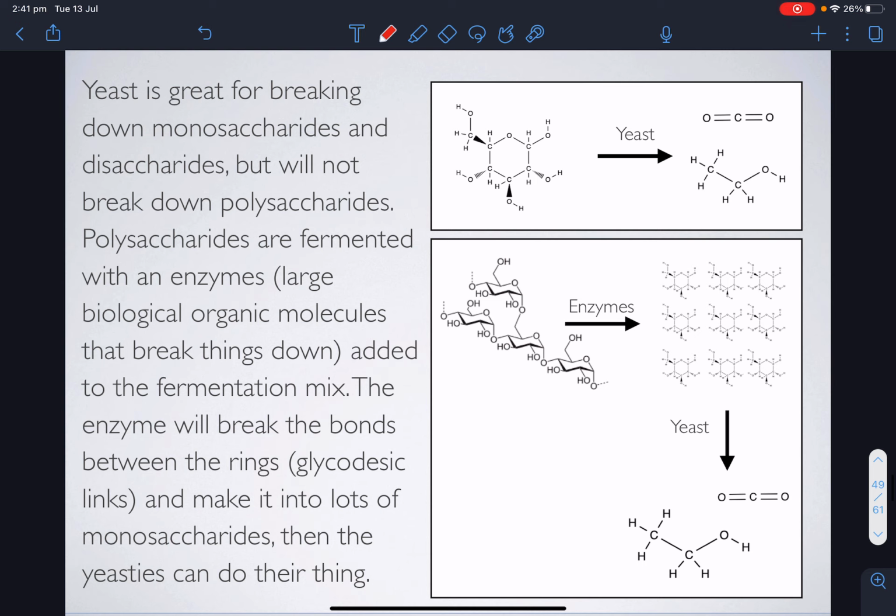Okay, what does the yeast do? The yeast is for breaking down those rings, and also the double rings, the disaccharides. But they have trouble with polysaccharides. They're not going to do it. If you hope to ferment starches and other polysaccharides, you're going to need an enzyme, a fancy biological word for a large molecule that breaks things down, and you add it to the fermentation mix. So you can do it. The enzyme breaks the bonds between the rings, they have a fancy name there, and they make it into a lot of monosaccharides, and then the yeasties go about their fermentation.